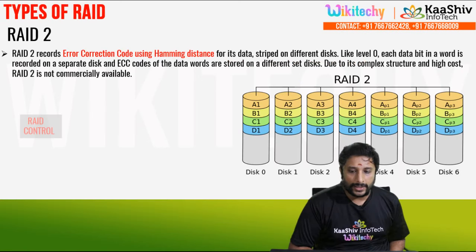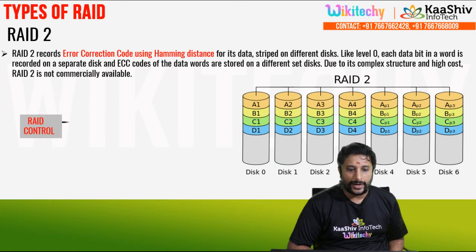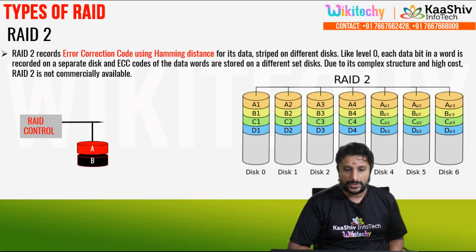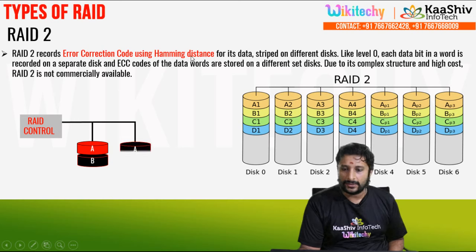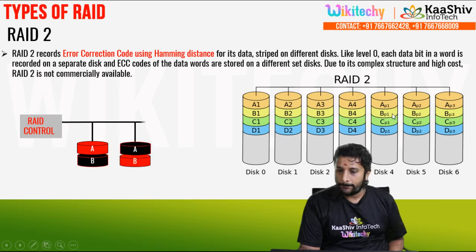That's why they went for a RAID 2 disk. You are able to see here an error correction code using Hamming distance. You are able to see some parity disks available, a parity disk available for P1.